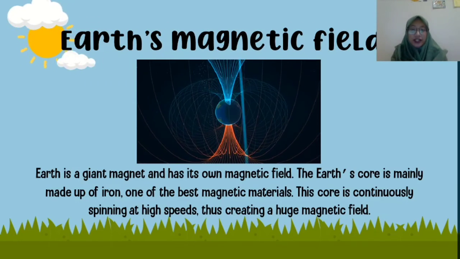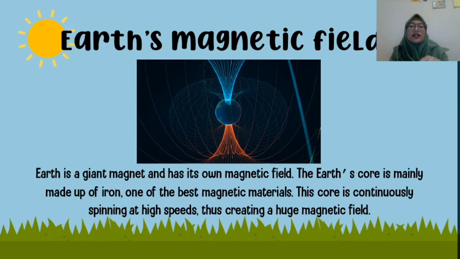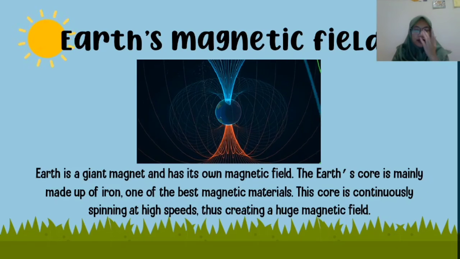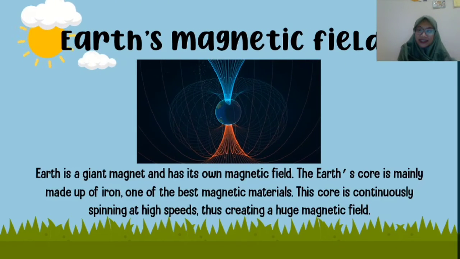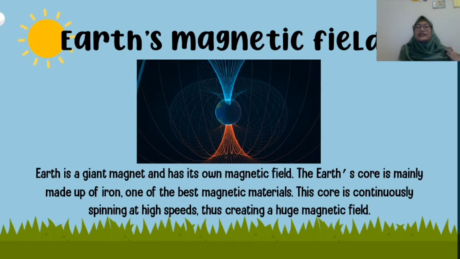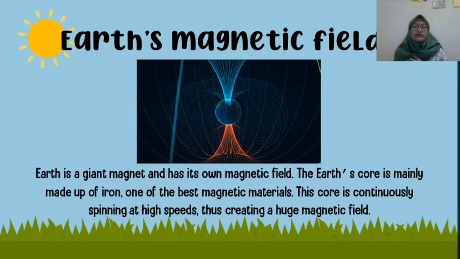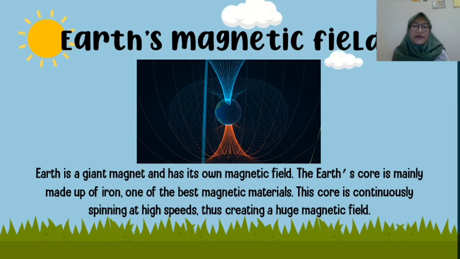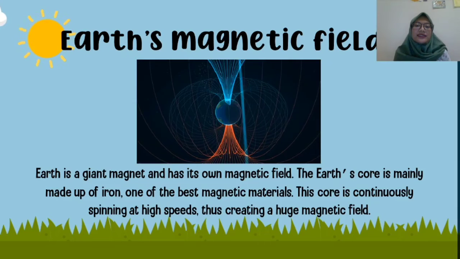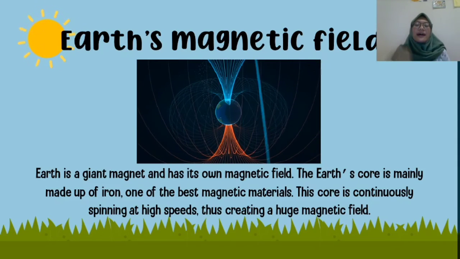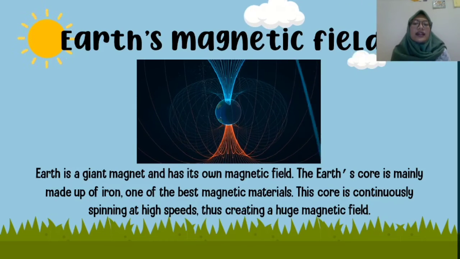So in this picture or animation, you guys can see the red one and the blue one, right? The red indicates the north magnetic field, and the blue one is the south magnetic field. And it is not the same as the actual Earth poles, where the north pole is located in the upper side and the south pole is located in the lower side.